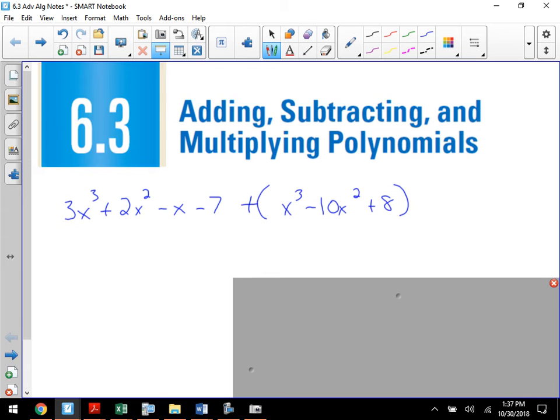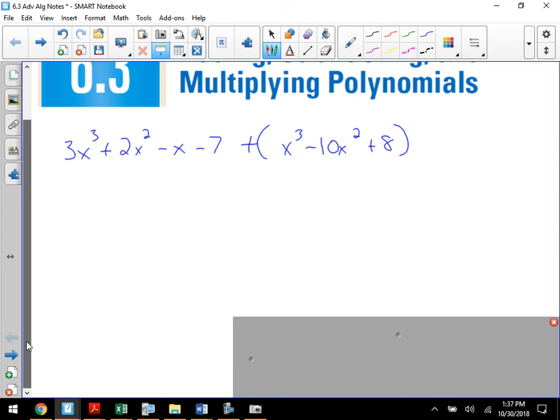Textbooks generally always write stuff out horizontally. And I don't like horizontal math. There's a time and a place for certain things. Addition and subtraction are not things I like to show horizontally, because I'd rather do this. 3x cubed.